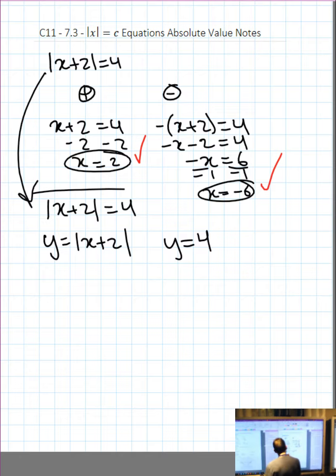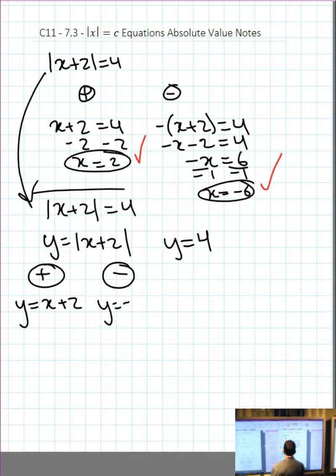Okay, but the equation on the left has a positive case and a negative case. And if we distribute a positive into the absolute value, we get y equals positive x plus 2. And if we distribute a negative into the absolute value, we get y equals -x minus 2. The question that we did on the last page. And then y equals 4. So 3 equations.